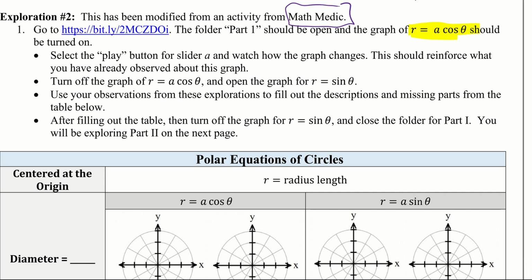And then we're going to turn off that graph, and we're going to open up the graph for r equals, I think there's a typo here, a sine of theta. And again, we're going to use the slider to see what's happening there and explore. After we're done with that, we're going to turn off that graph and close the folder for part 1. We'll be exploring part 2's folder on the next page.